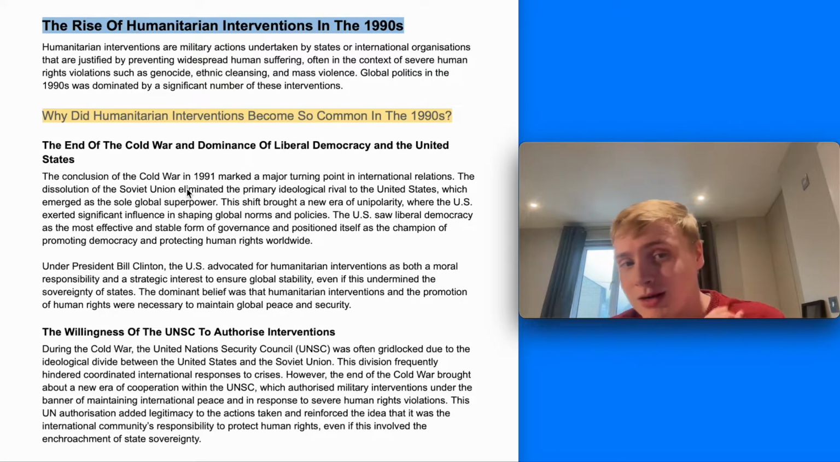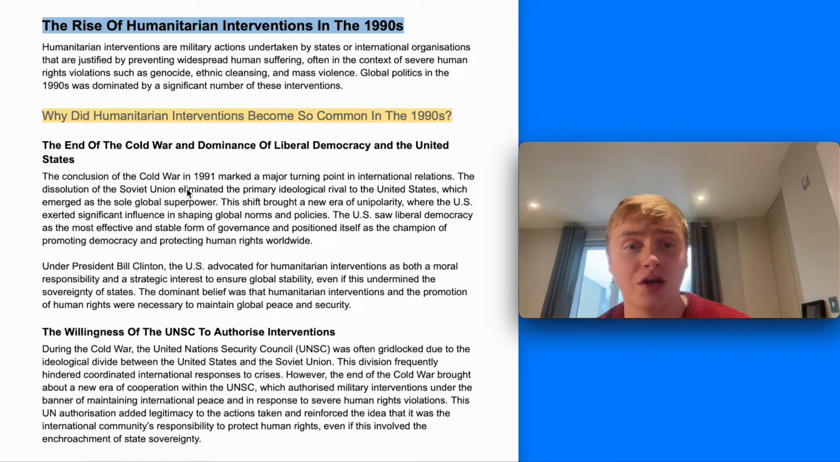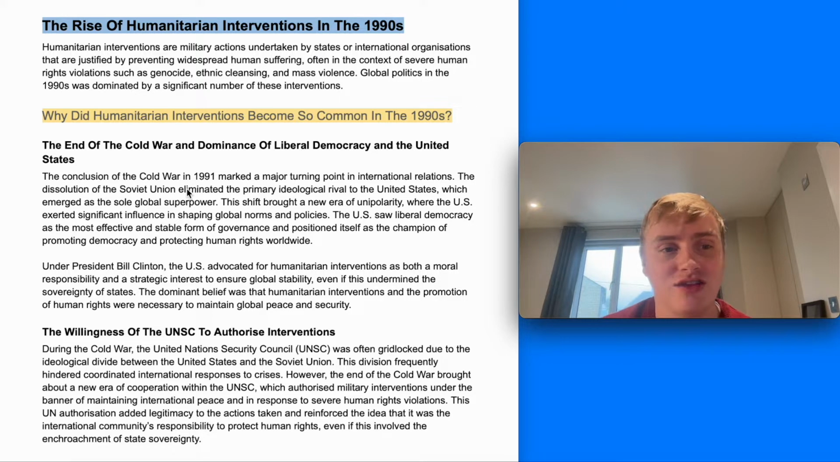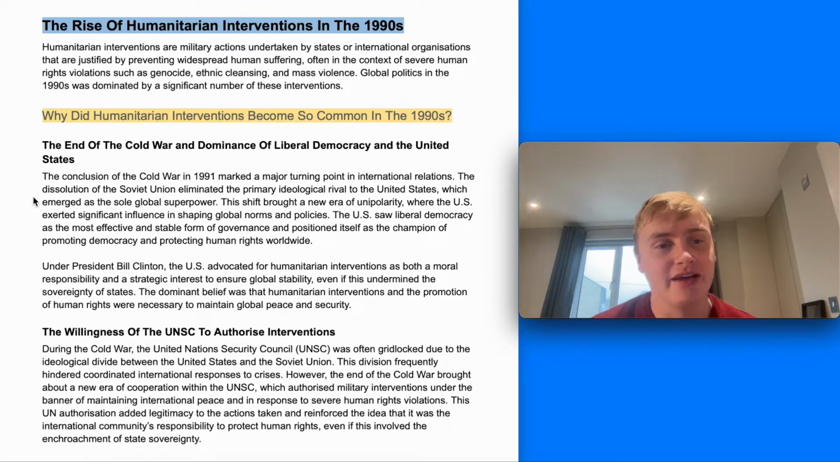Crucial was the geopolitical context of the end of the Cold War and the dominance of liberal democracy. So the conclusion of the Cold War in 1991 was a really big turning point in international relations. The dissolution of the Soviet Union eliminated the fact that the world previously was geopolitically dominated by a competition between two main powers, where in each local conflict they take either side, and there were a lot of proxy conflicts in the world.